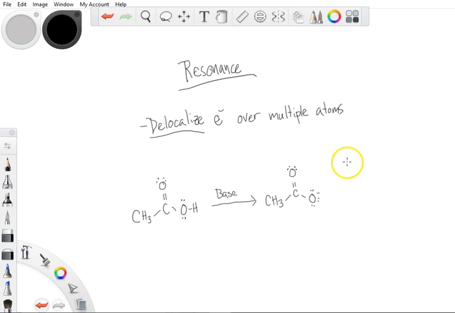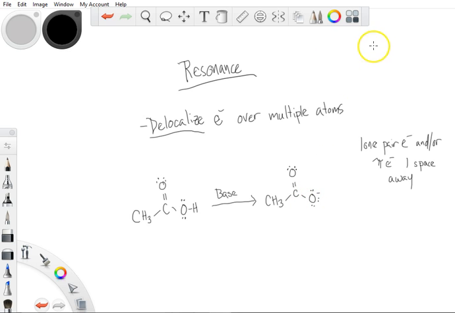Now, in order for resonance to occur, you have to have lone pairs of electrons and or, usually a combination of both, pi electrons. And these need to be one space away from one another. So they should be adjacent to one another on the organic molecule. So we're going to keep these one space away in order for resonance to occur.